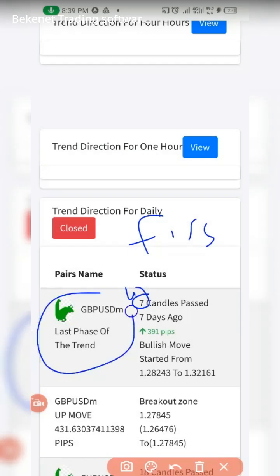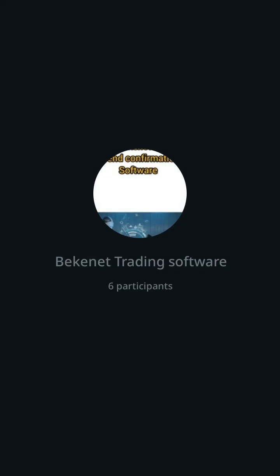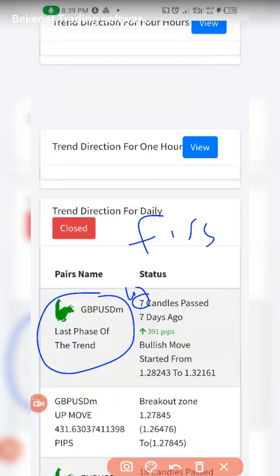Now note, this is a daily time frame. So the drawdown you're going to be expecting, because this is not a signal, we're actually trading along the trend direction. So definitely we should be having a drawdown. That's why I say this is for professionals. So you know how to enter into this trade by using a sniper entry.